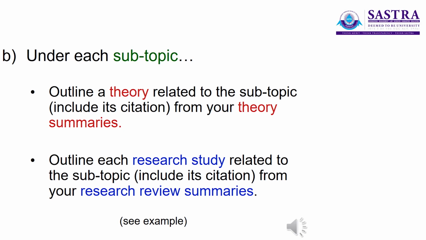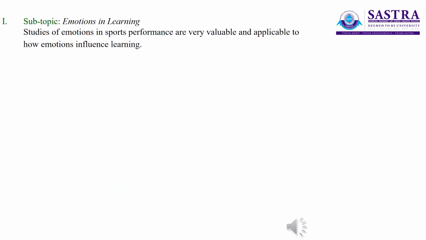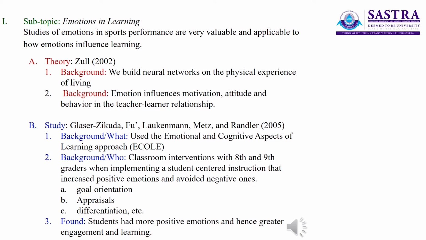Under each subtopic, outline theory related to the subtopic from your theory summaries. Outline each research study related to the subtopic, and include its citation from your research review summary. Look at the examples here: the theory and the study. In the theory, I have given the background, and in the research study also I have given the background, what, who, and what the findings are all about.